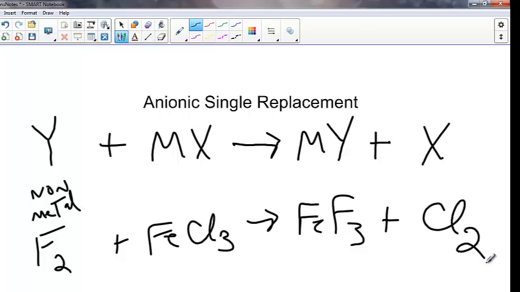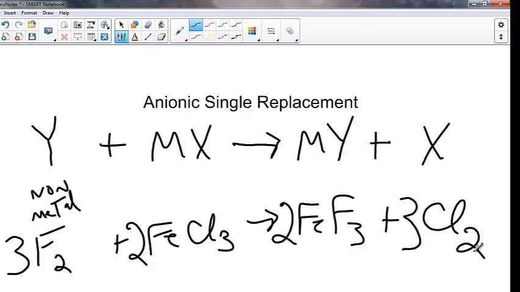Okay? Again, I have to balance this guy. That's okay. Just because that guy's a 2 there does not mean it has to be a 2 there. Just balance. 3 there, 2 there, 2 there, 3 there. 6 Fs, 6 Fs, 2 Fes, 2 Fes, 6 Cls, 6 Cls.